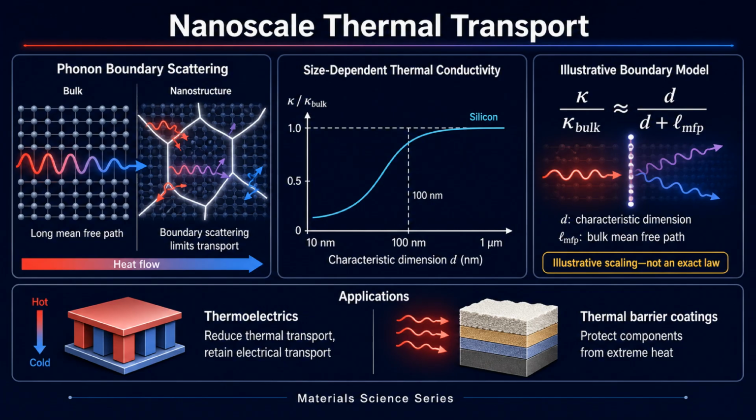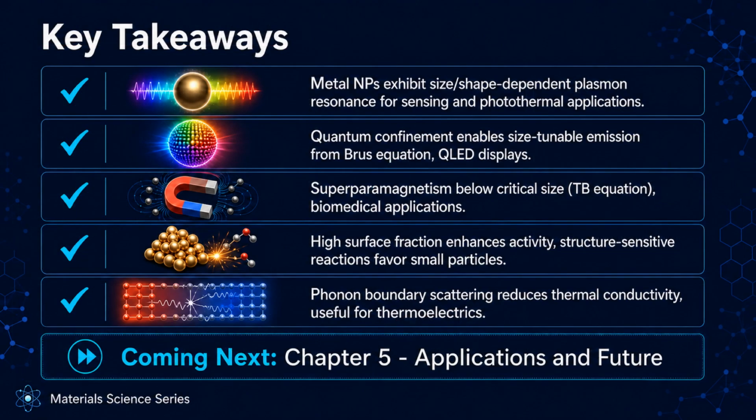Good thermoelectrics need low thermal conductivity to maintain temperature differences, combined with high electrical conductivity. Nanostructuring reduces phonon transport while preserving electron transport, improving thermoelectric efficiency. Let's summarize the key size-dependent properties we've explored.